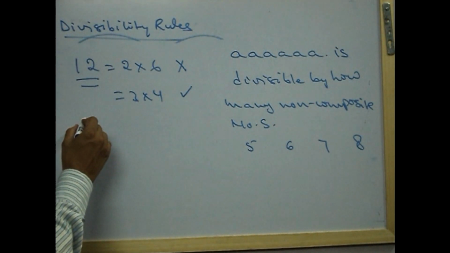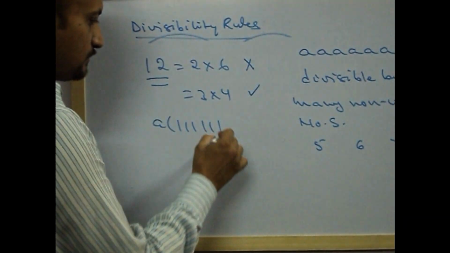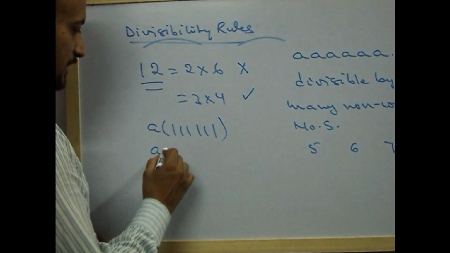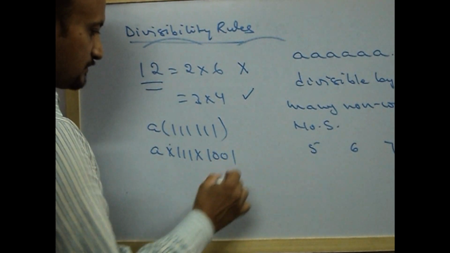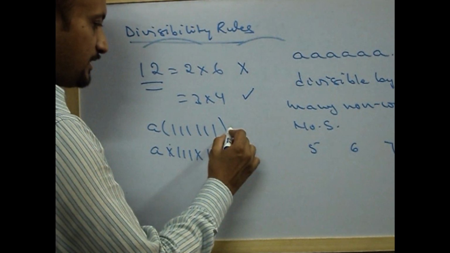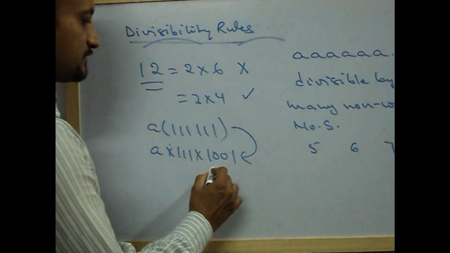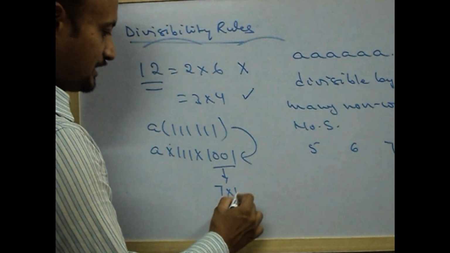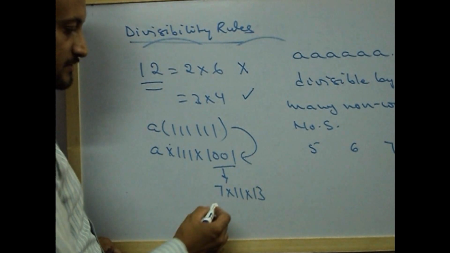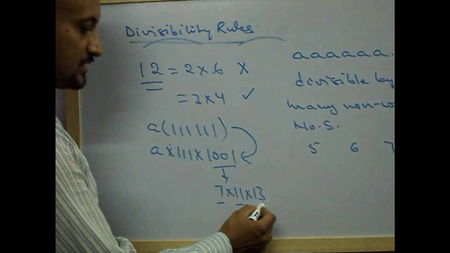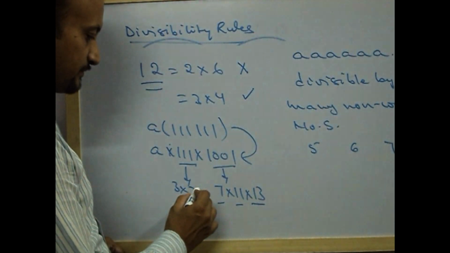Okay, my turn now. Can I write 6 times A in this fashion? 1, 1, 1, 1, 1, 1. So what is this? A into 111 into 1001. How I have written 111,111 this way, that's up to you. I'm sure you can work on that. Now what is 1001? 7 into 11 into 13. So for sure 6 times A is divisible by 7, is divisible by 11, is divisible by 13. What is 111? 3 into 37.